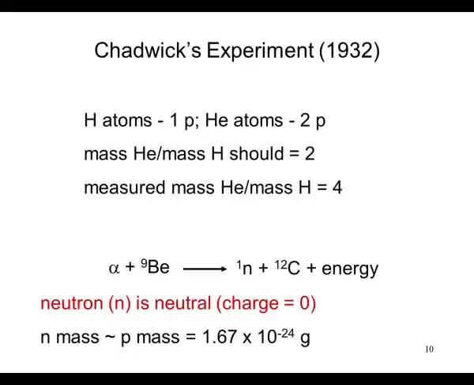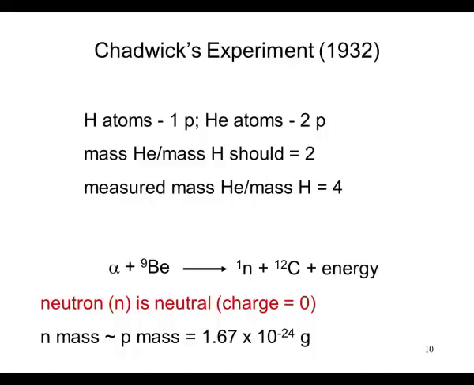Chadwick furthered the experiments, determining what was inside the nucleus of atoms. He knew that hydrogen atoms had 1 proton and helium atoms had 2 protons. Therefore, the mass of helium divided by the mass of hydrogen should equal 2. But when he measured it, the mass of helium divided by the mass of hydrogen was equal to 4. What could account for the difference?